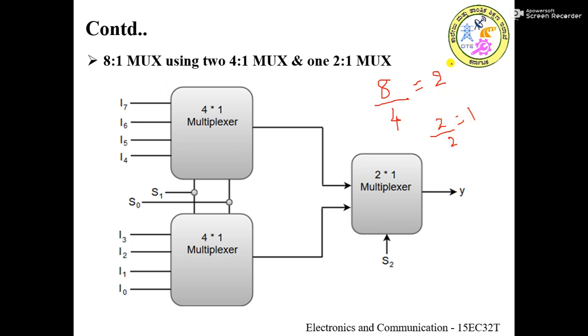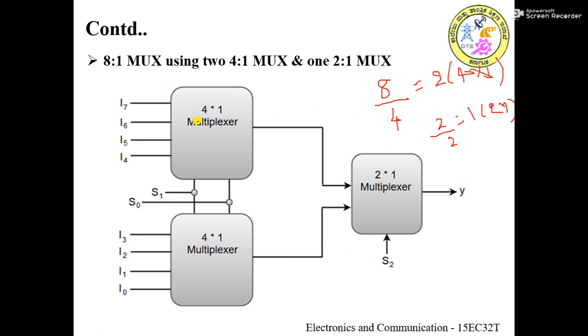Means I need 2 4:1 muxes and 1 2:1 mux. The 2 4:1 muxes share a common select line, and the 1 2:1 mux will have its own separate select line, which is to be designated with a different literal.